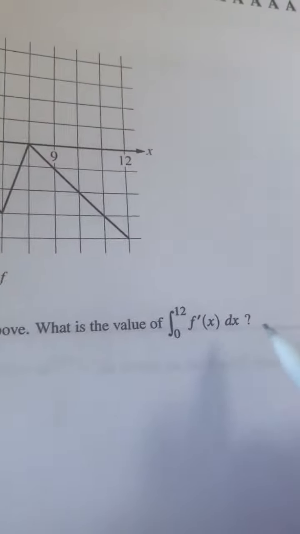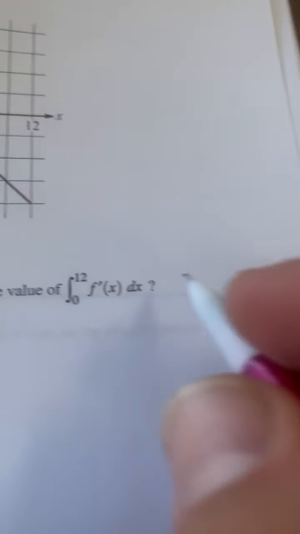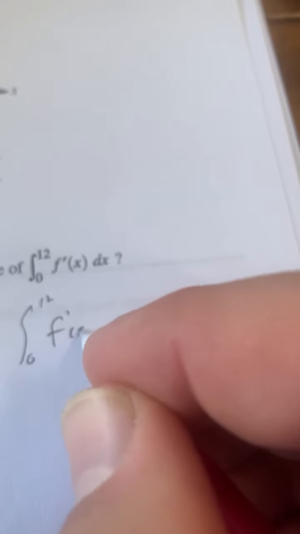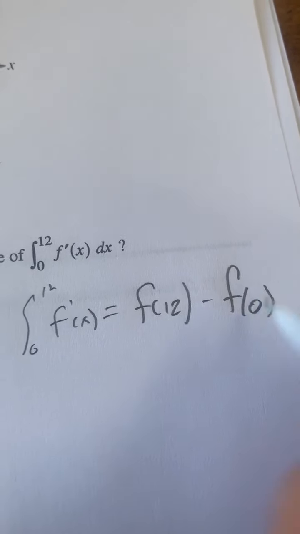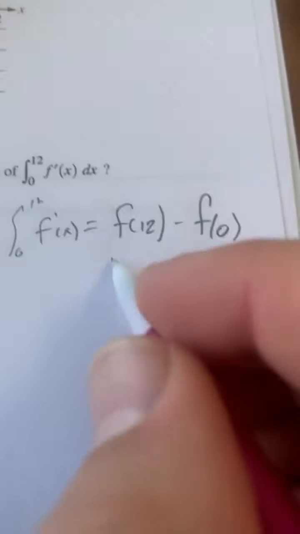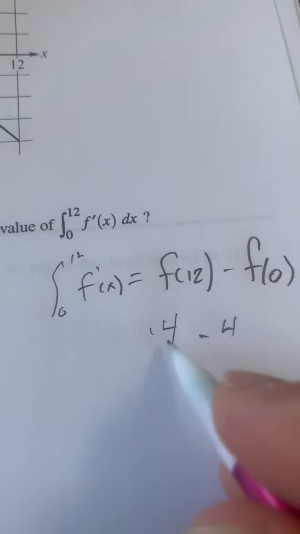Last one here, fundamental theorem of calculus. What's this equal to? Well, the fundamental theorem says that the integral from 0 to 12 of f prime of x is equal to f of 12 minus f of 0. F of 12 is -4. F of 0 is 4. And -4 minus 4 is -8, which is how I get A.